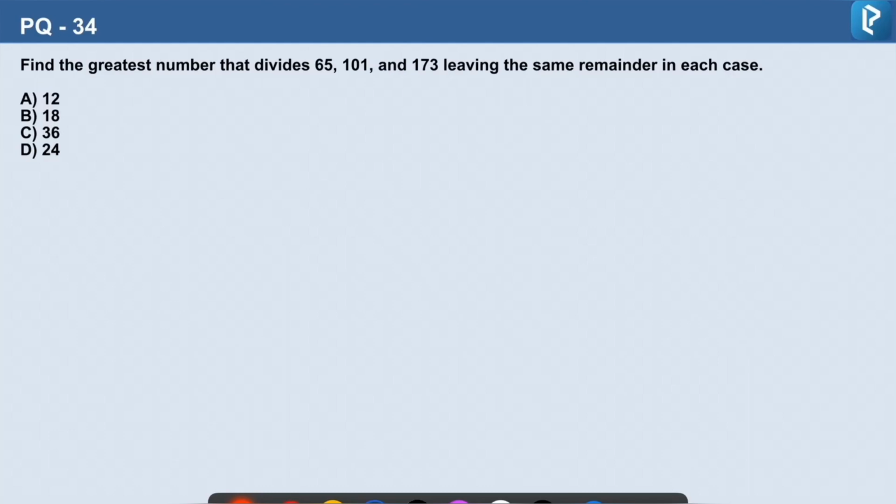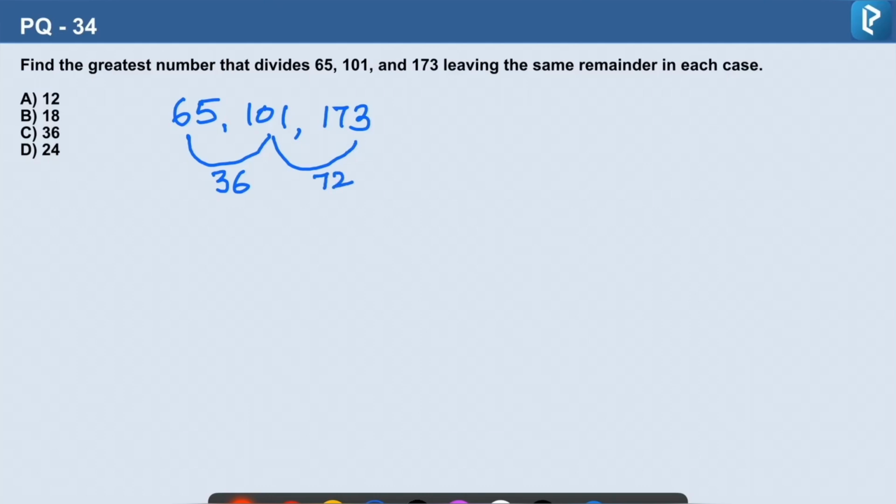What is the difference between these three numbers, 65, 101 and 173? First of all, let us find the difference between the first and second numbers. 101 minus 65 is 36. And between 101 and 173, the difference is 72.